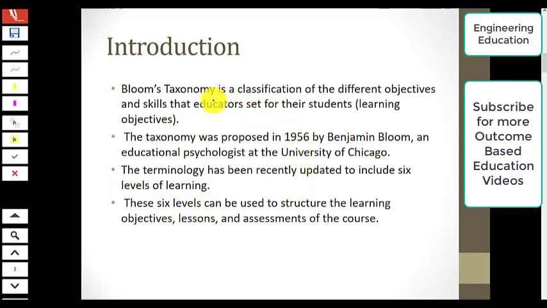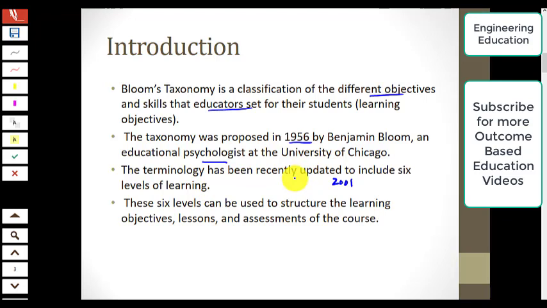Introduction. Bloom's taxonomy is a classification of different objectives and skills that educators set for their students, meaning learning objectives or learning outcomes. The taxonomy was proposed in 1956 by Benjamin Bloom, an educational psychologist at the University of Chicago. The terminology has been recently updated in 2001 to include 6 levels of learning.